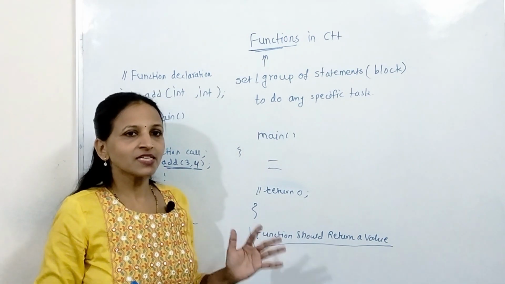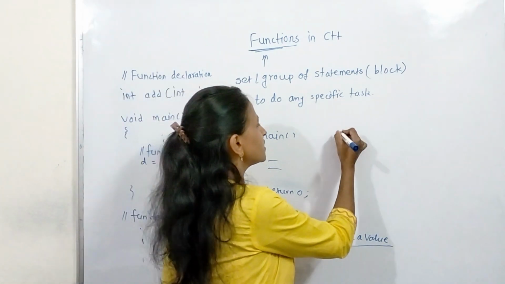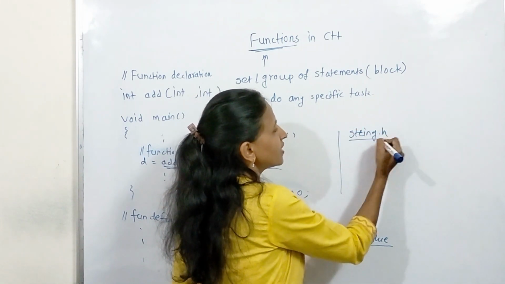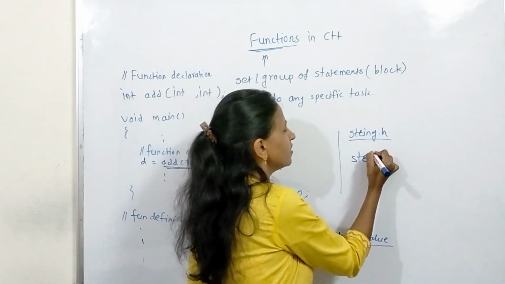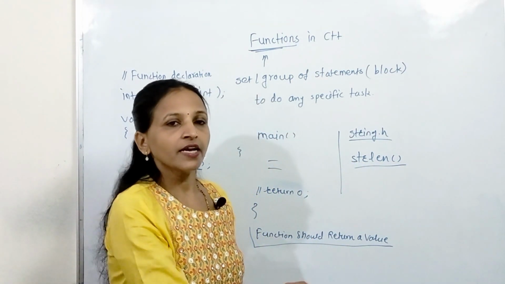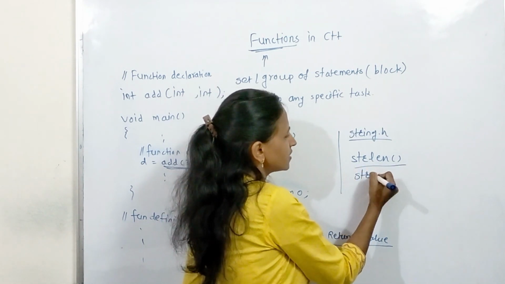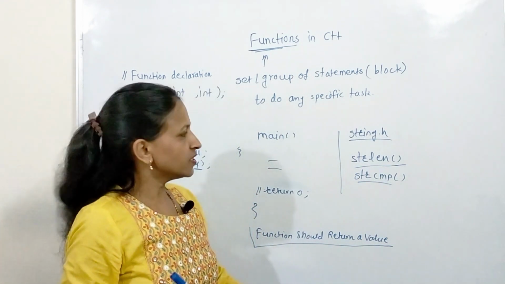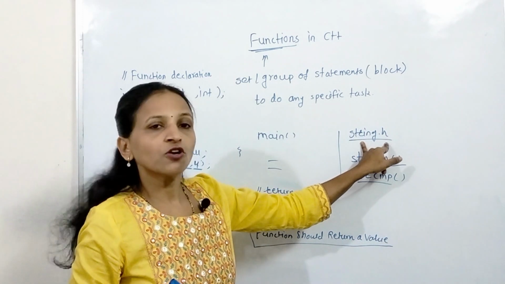Now predefined means the language is also providing some inbuilt functionality. For example, there is the string.h header file, and here there are some inbuilt functions like strlen. This is nothing but a function to calculate the length of a string. Then one more is strcmp, to compare two strings. We can use these functions. These are just built-in functions which are defined in this string.h header file.